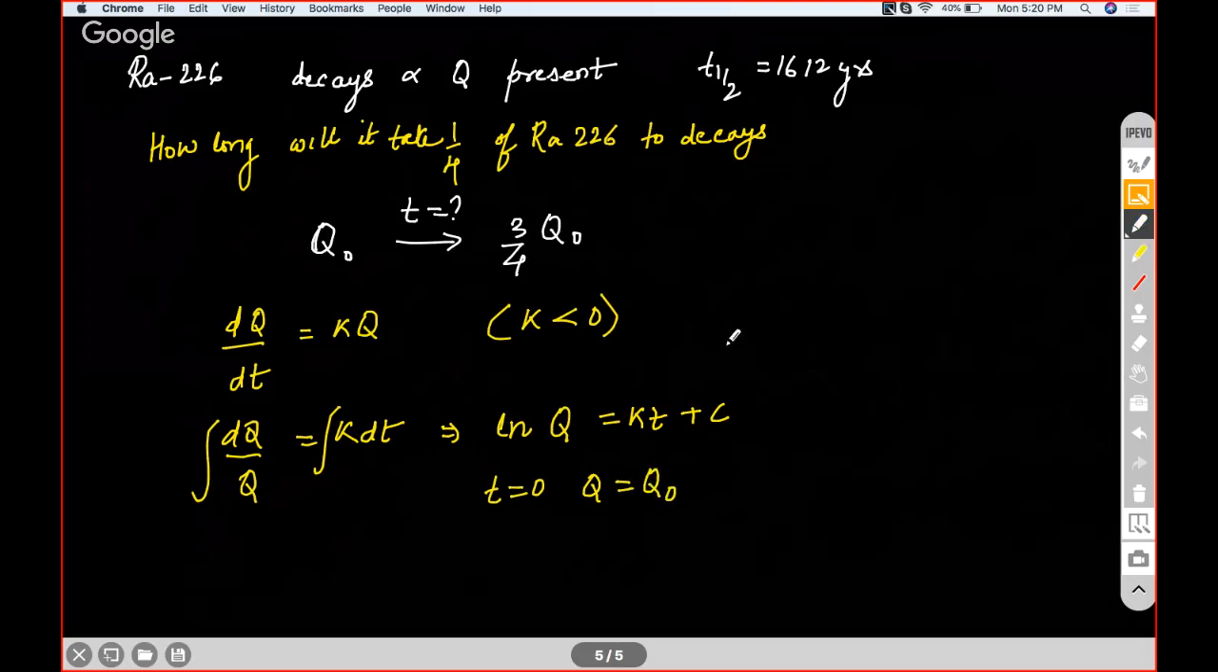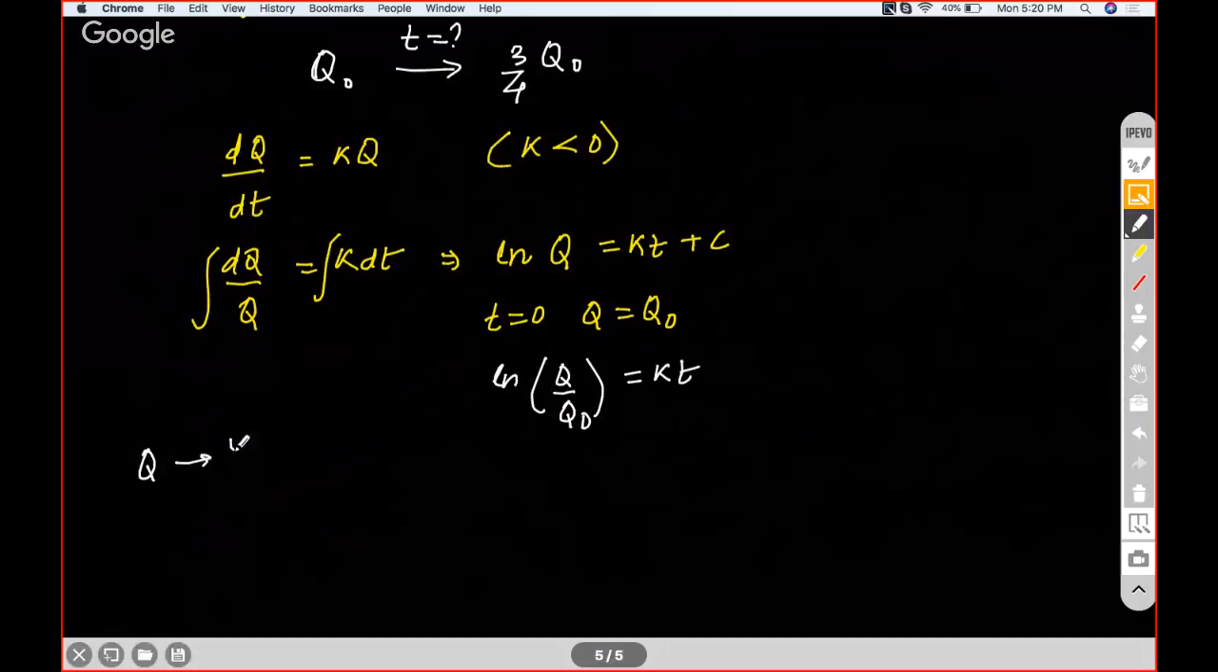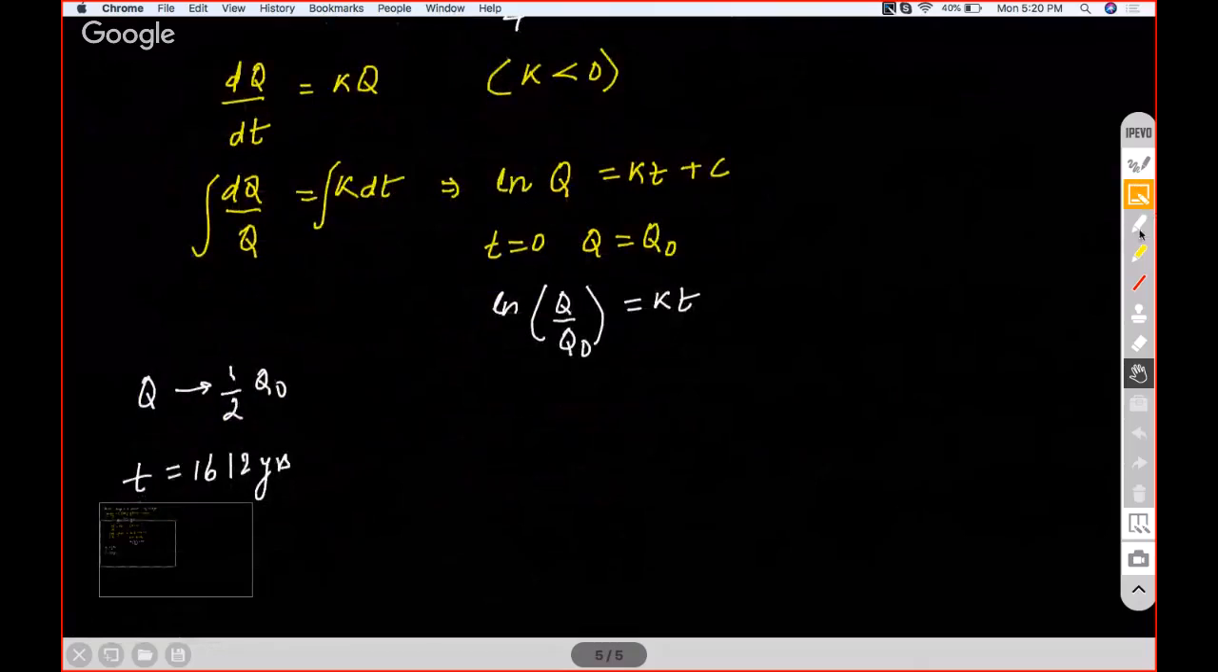I think by this time you would have realized that this is the structure that you're going to see. Correct? Now see, the utility of this information that half-life is 1612 years is to find the value of k here. That means they're trying to say that when q becomes half of q naught, these many years have passed. So after 1612 years, q has become half of q naught. Yes or no? Okay.